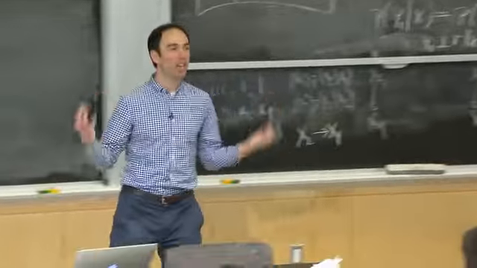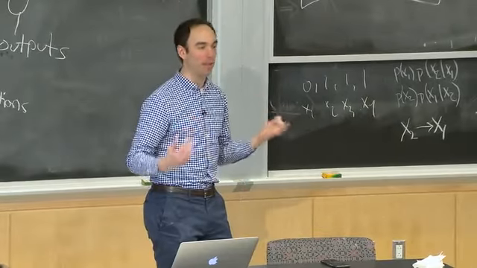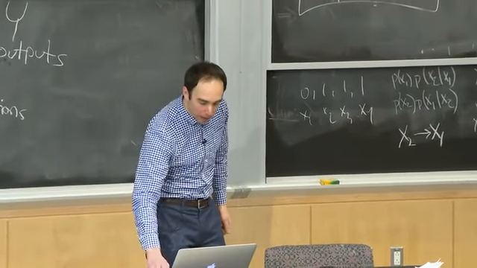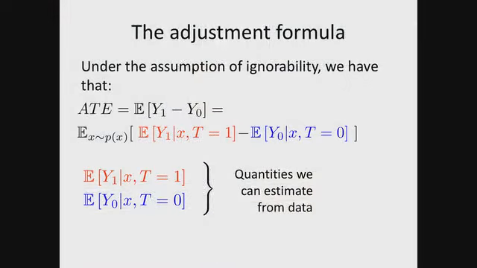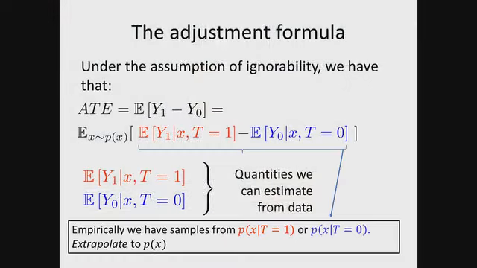Now, what is the trick I'm playing on you? How does it help that we can do this? Well, the key point is that these quantities that we can estimate from data show up in that term. In particular, if you look at the individuals x that you've sampled from the full set of individuals p of x, for that individual x for which we observe T equals 1, then we can estimate the expectation of Y1 given x comma T equals 1.